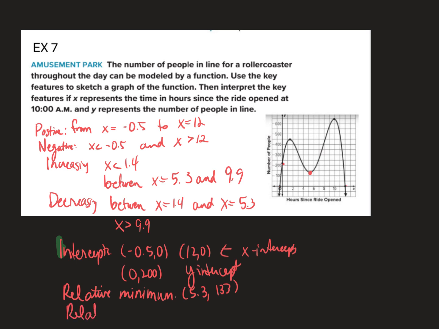Relative maximum is here. Oh, actually, there's two of them. Here's one relative maximum. Here's another one, because in those two areas, that's where there's not a point higher, so there's two of them. 1.4 is the first one, 448, and 9.9, 643. So those are the ordered pairs for that.